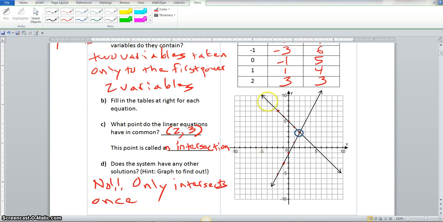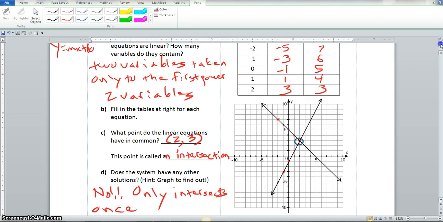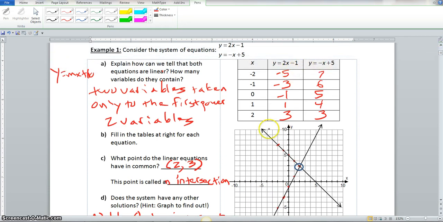Okay, so let's go back over this. We have our two equations here. We actually would graph those two equations. We noticed that we had an intersection point here, which is the only point that both of these equations have in common. So that would be the solution of this system of equations. And this is the only solution that they have, and that's where they intersect.